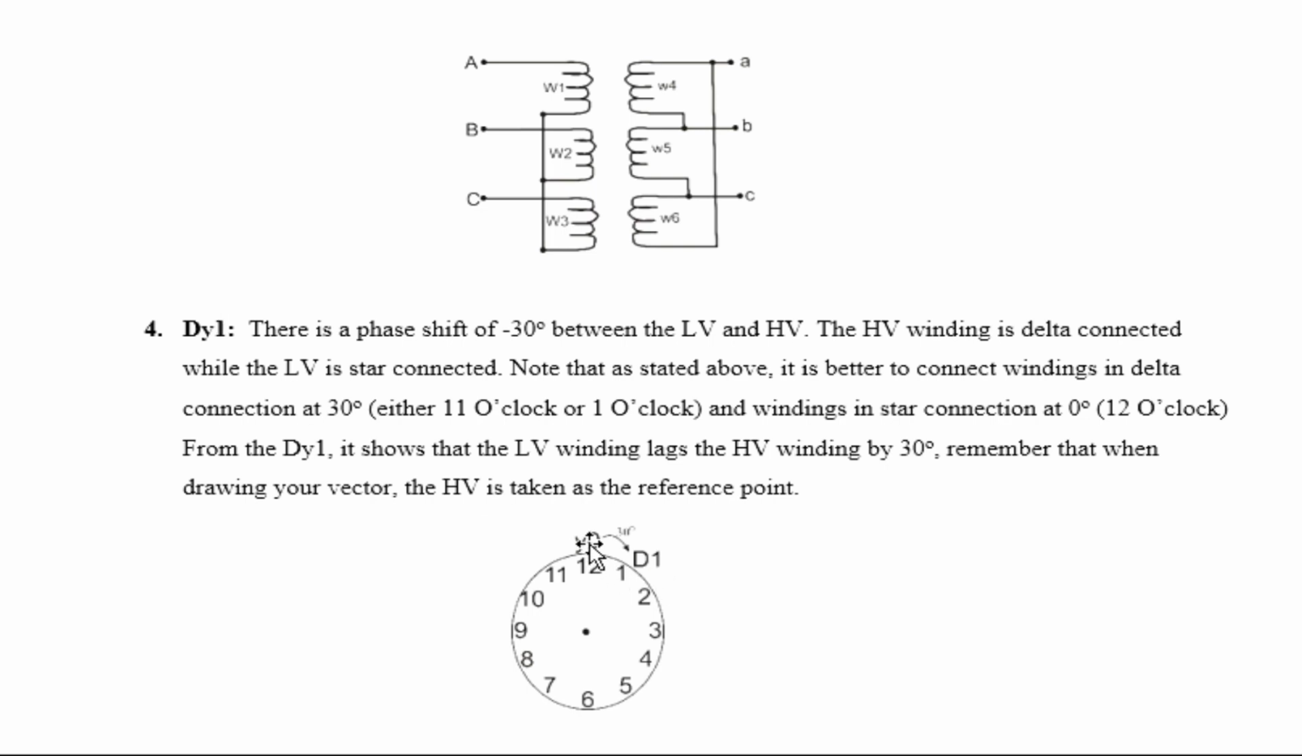So this is your Y0, and this is your D1. Your D1 is in front, while your Y0 is lagging behind. So that is to show you.